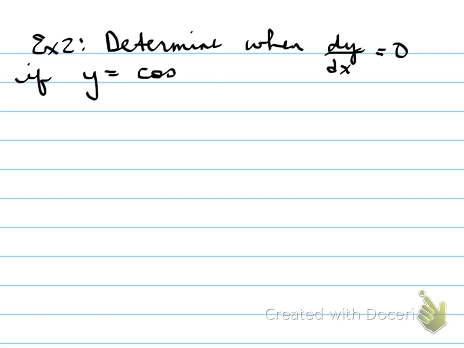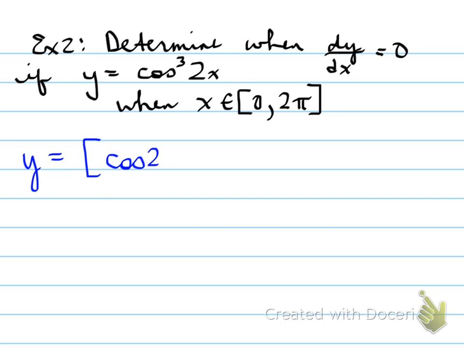Determine when dy by dx is equal to 0 if y equals cos cubed of 2x, when x belongs to [0, 2 pi]. So those are your closed domain. The domain can only go from 0 to 2 pi for x. So we now need to take the derivative.